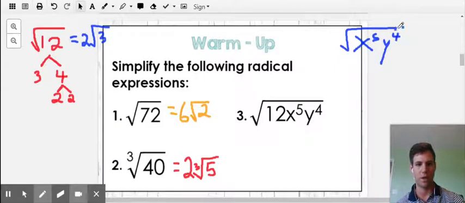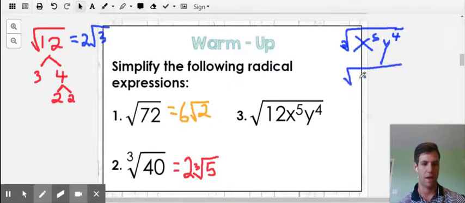The easy way to do it is, if I'm doing a square root, I want to separate and look for the biggest exponents that a 2, which is the index here for a square root, can go into. So I'm going to write this problem as x to the fourth times x, which is the same thing as x to the fifth. And then the y to the fourth stays the same because it already has an exponent that 2 can go into.